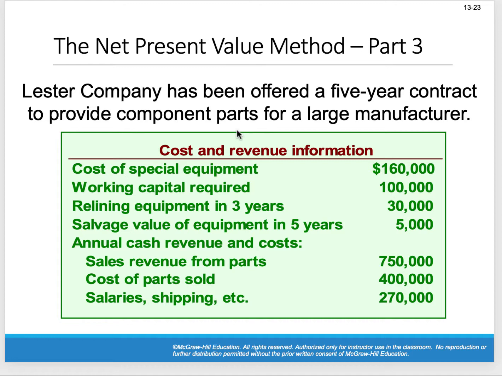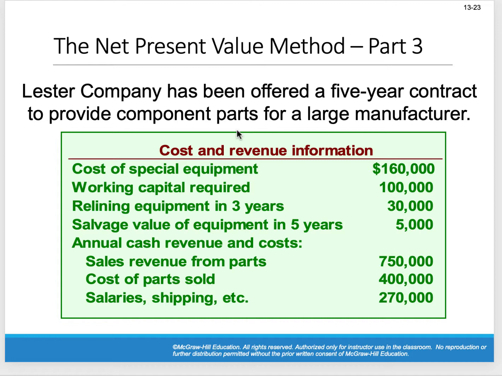They say, hey, your sales revenue from the parts that you sell is 750,000. Great. Cost of goods sold, 400,000. Salary, shipping, etc., all those other expenses, $270,000. We have enough information here to figure out the net present value. Well, not quite. We're almost there. But at the bottom, with those annual cash revenues and costs, we can figure out what the net cash inflow is. Very simple.